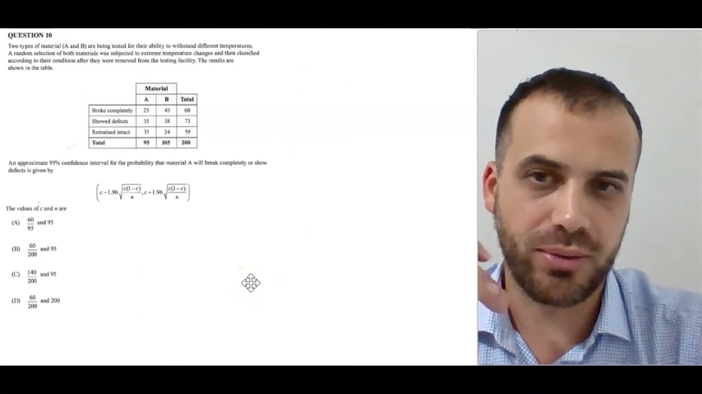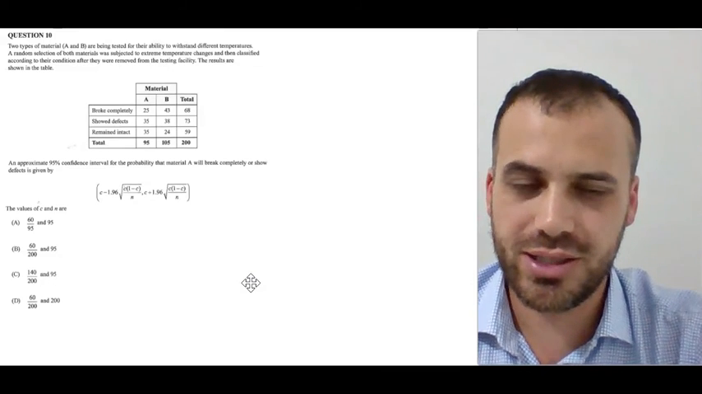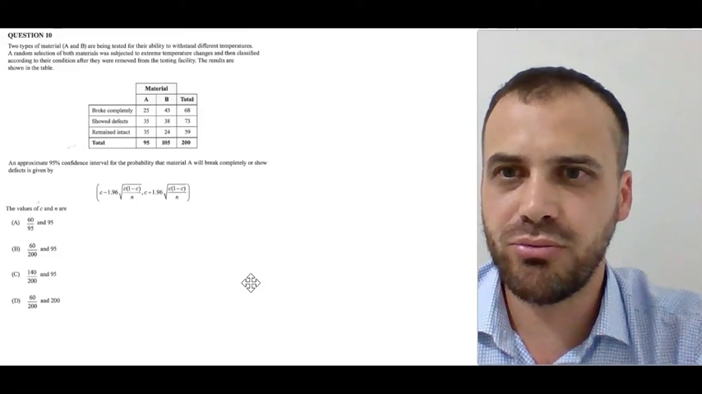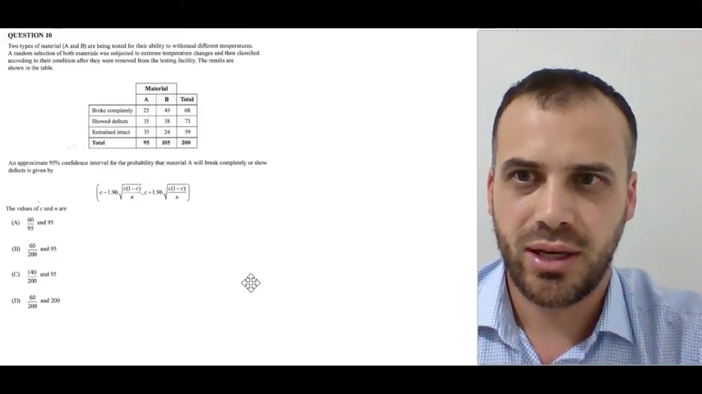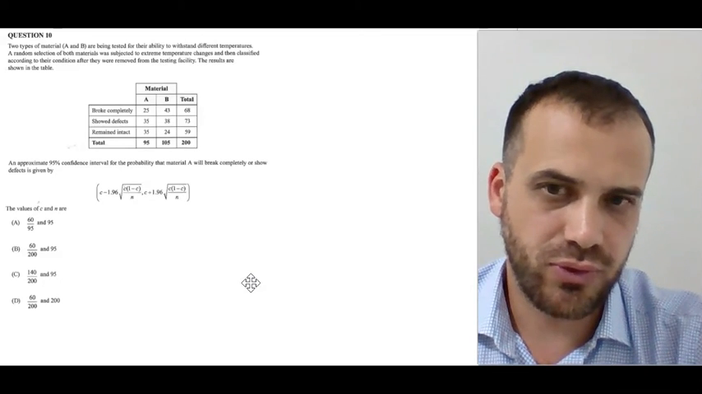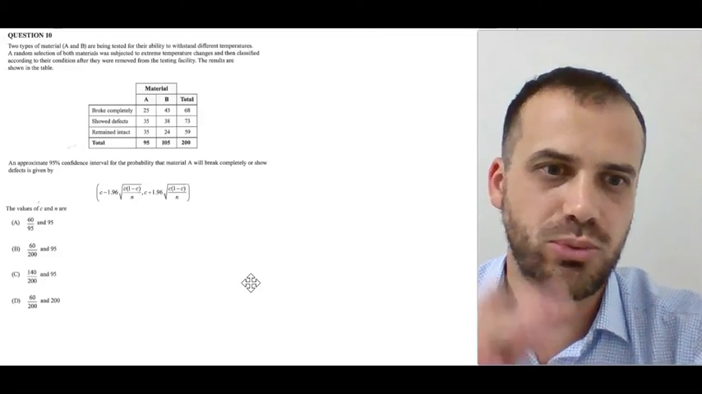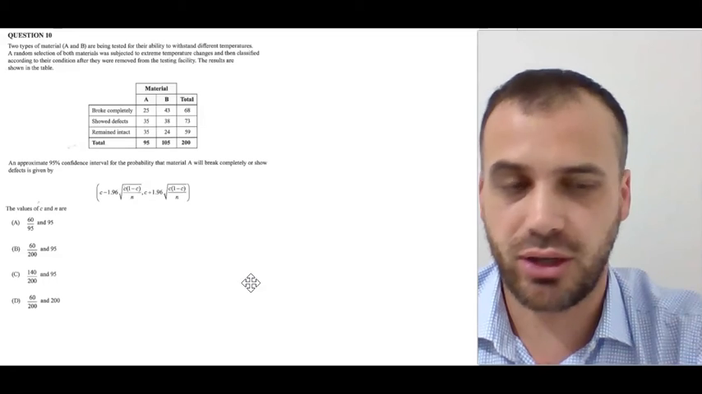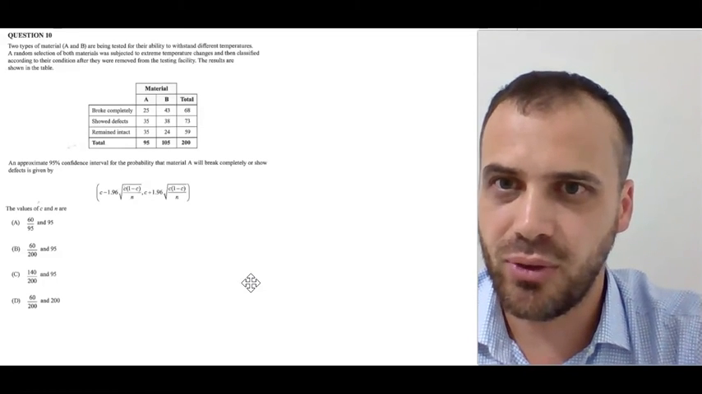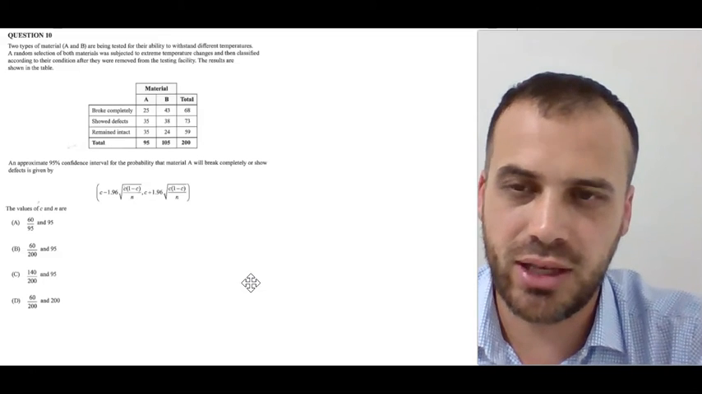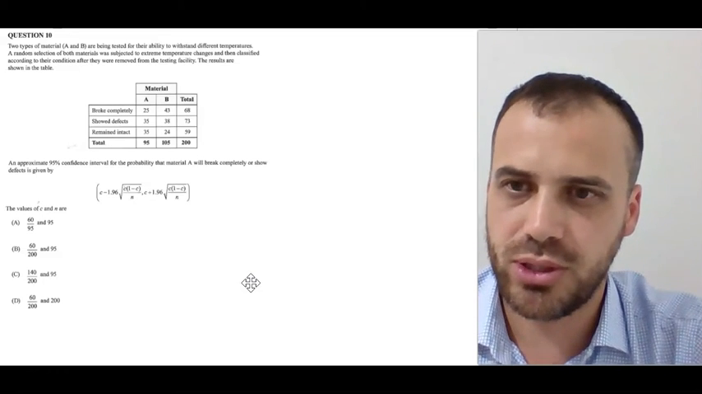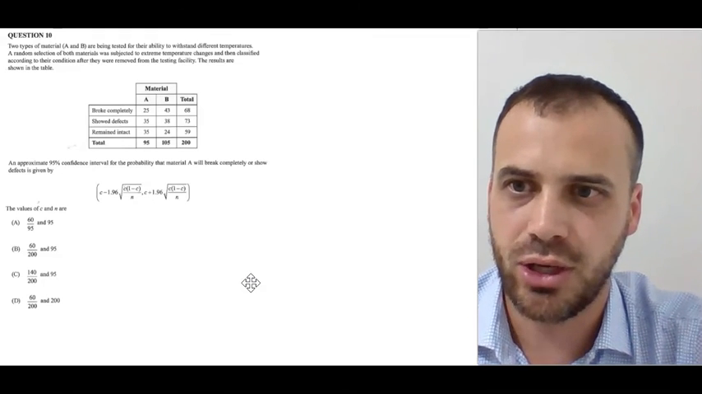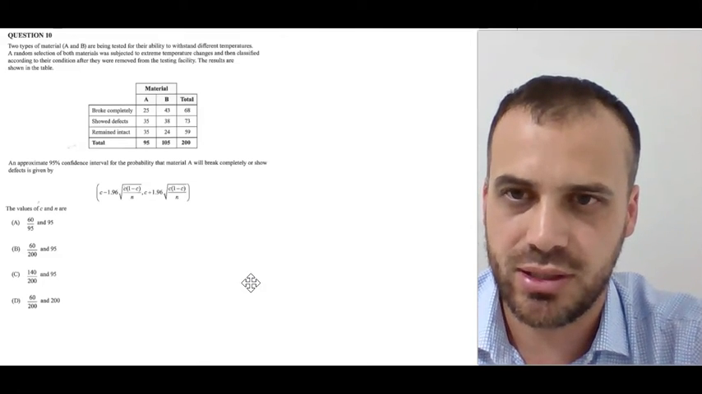I just cannot believe how absurdly long question 10 is. This is multiple choice. We've still got another 10 questions to go. We don't really have a great choice here because it's unlike most questions I've seen before, but looking at this formula, it gets you in confidence interval mode. So you've kind of got to read the context, and I'll leave you to read the context there. But all of this is just nonsense, right? And then you get this table, and then it says an approximate 95% confidence interval for the probability that material A will break completely or show defects is given by this.